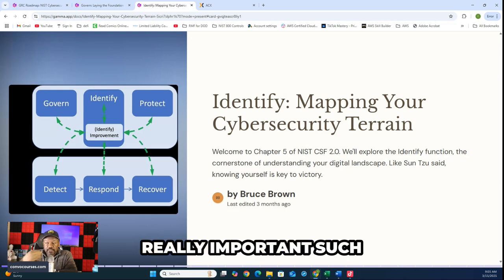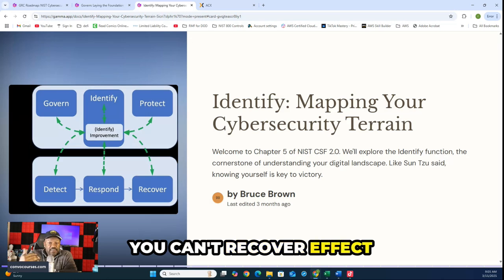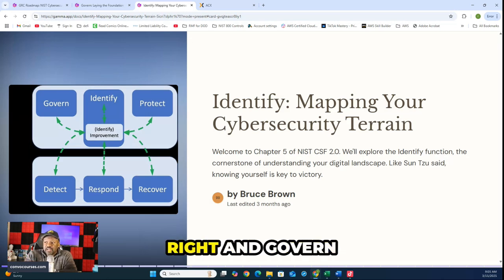It's really, really important, such that everything kind of comes back to identify. You can't do protect without identifying what's in your organization. You can't detect the activities that are going on if you don't identify what's in your environment. You can't respond to things properly if you don't know what's in your environment. You can't recover as effectively if you don't know what's in your environment. And govern actually depends very heavily on your environment.